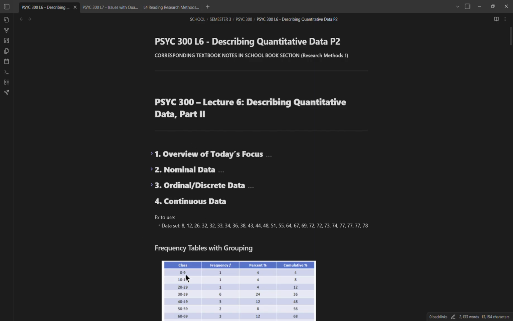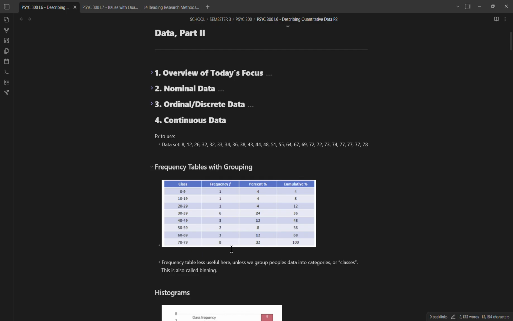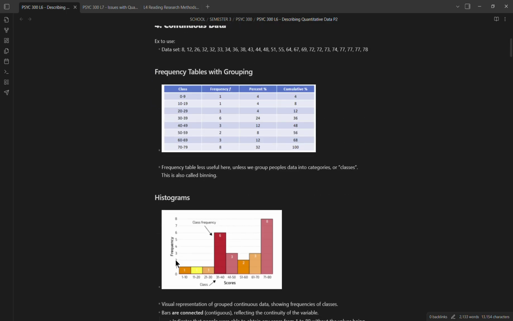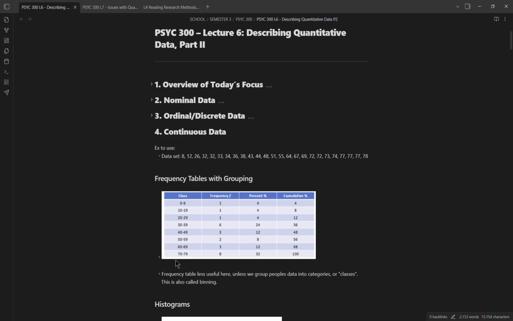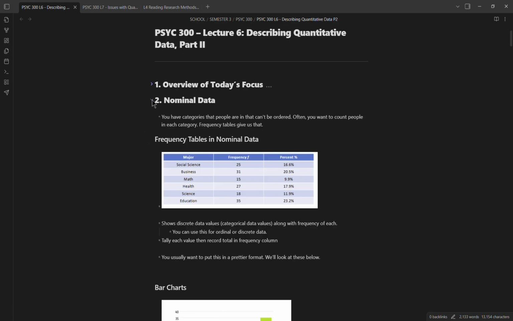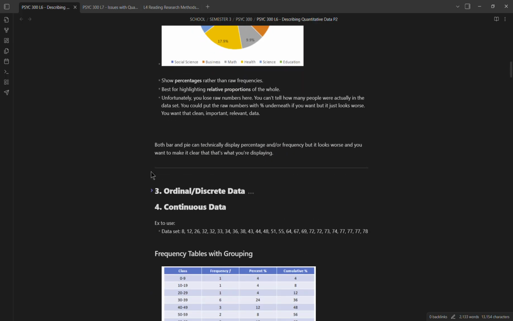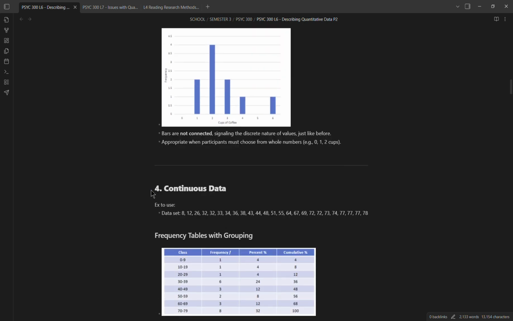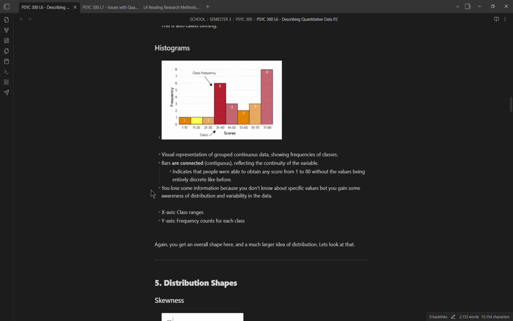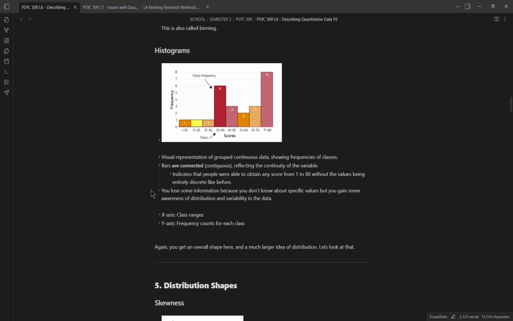Okay, yeah. So we've gone through our nominal data and our ordinal or discrete data and our continuous data, all demonstrating the frequency tables that are kind of best used for them and the substitutes for frequency tables that we can use, whether that be bar and pie charts for our nominal data, bar charts for our ordinal and discrete data, and then our histograms for our continuous data.